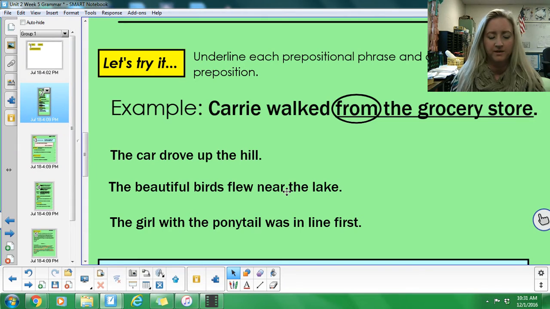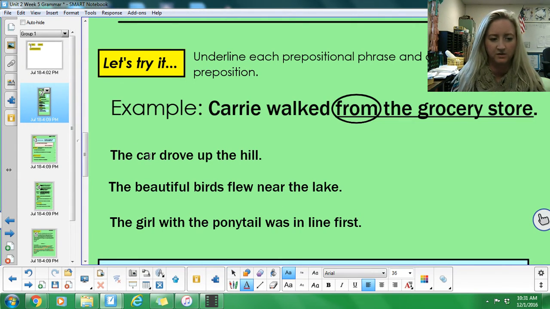The car drove up the hill. Well, I know where my subject is. That's the car. My subject's driving. Up the hill gives more information about where it's driving. This is my prepositional phrase, up the hill.